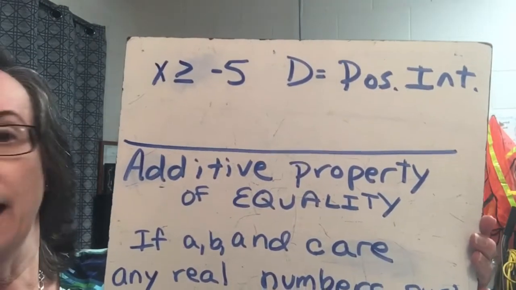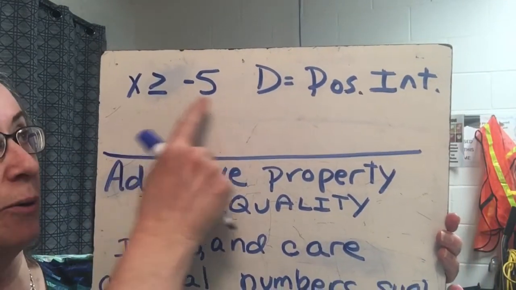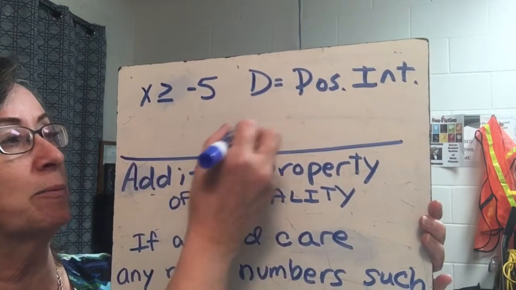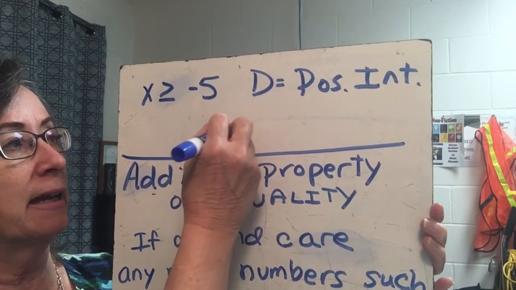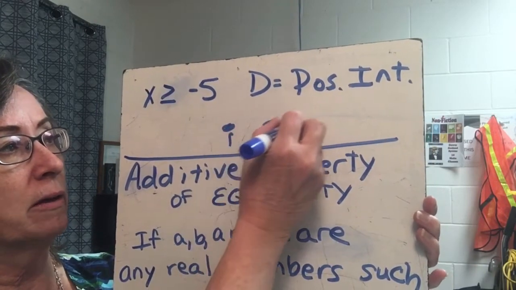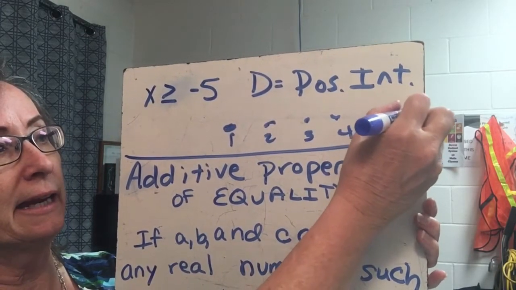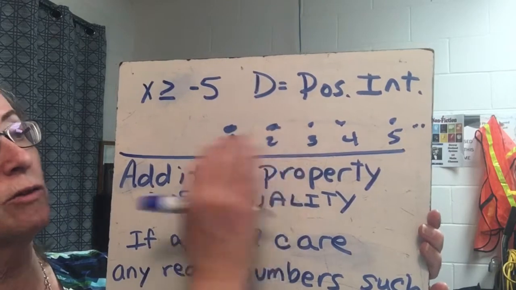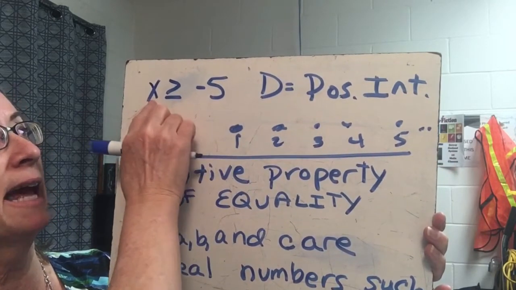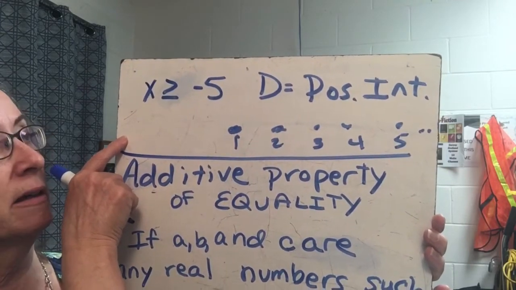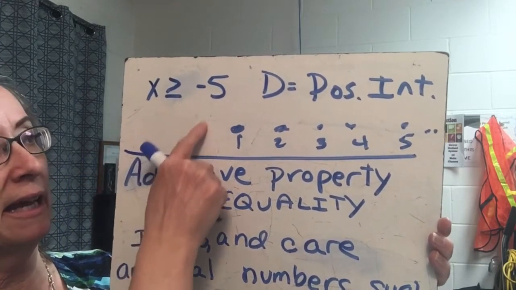All right, now let's look at another one. Here we have x is greater than or equal to -5 when my domain is positive integers. My domain starts at 1, 2, 3, 4, 5, and continues in that direction. Those are possible. Then it says x is greater than -5. Well, here's -5 way down here, and none of these are in the domain.